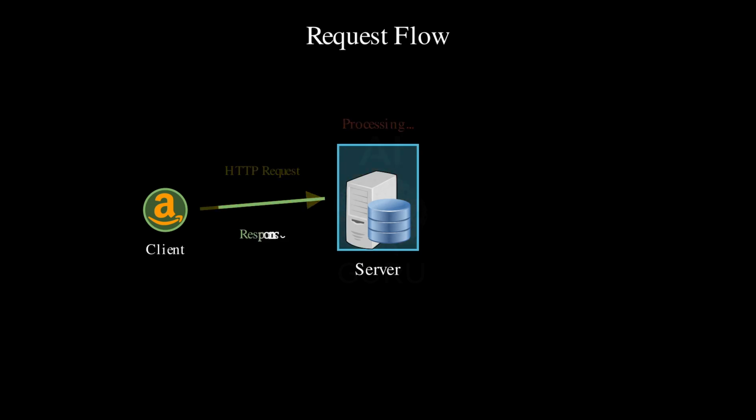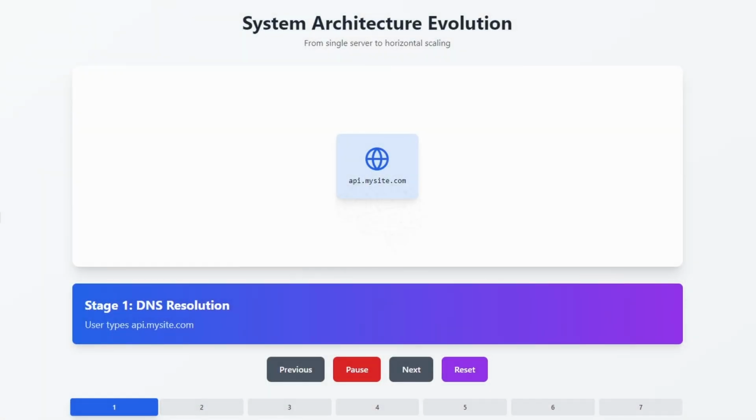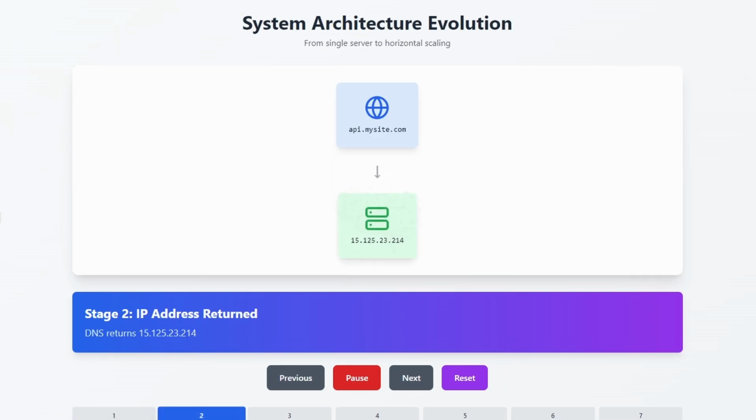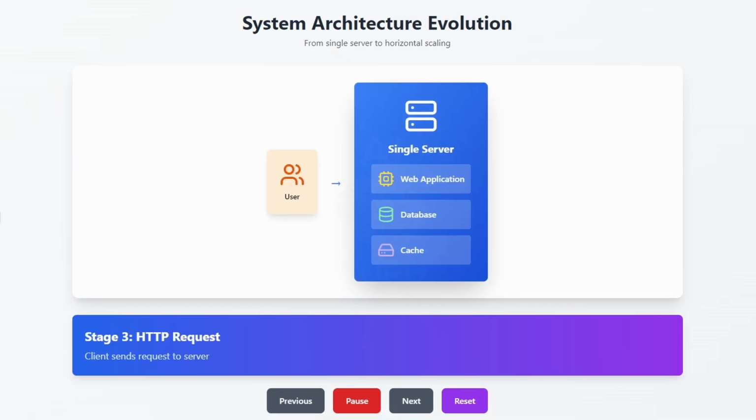Absolutely. Yeah. The request flow is the foundation of everything that comes next. Yeah. When a user types in, say, api.mysite.com, the very first thing that happens is an interaction with the domain name system, the DNS. Which is usually a service you pay for from a third-party registrar. Exactly. So the DNS takes that human-readable name, and it returns the specific Internet Protocol, or the IP address, of that one single server. Something like 15.125.23.214. And that IP address is then used by the client, which could be a web browser or a mobile app, to send an HTTP request directly to our one server.